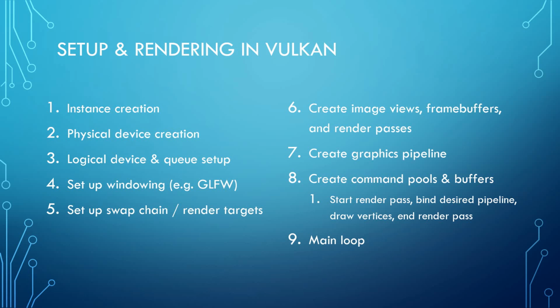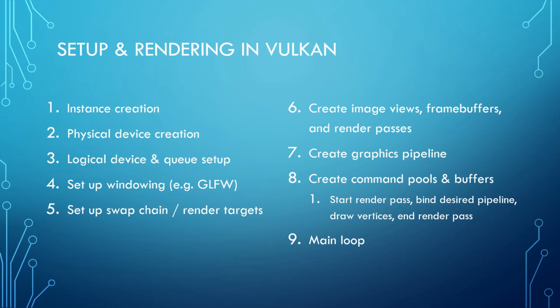Then we do some familiar operations like setting up windowing, and you can still use third-party libraries like GLFW for these operations, and set up the swap chain, which we know, and set up render targets. And after that, we create image views and frame buffers and render passes. These are similar concepts to what we've seen before. A lot of this is just specifying what image in the swap chain we want to be rendering to. Render passes can describe some additional options like depth stenciling when we're preparing our target as well.